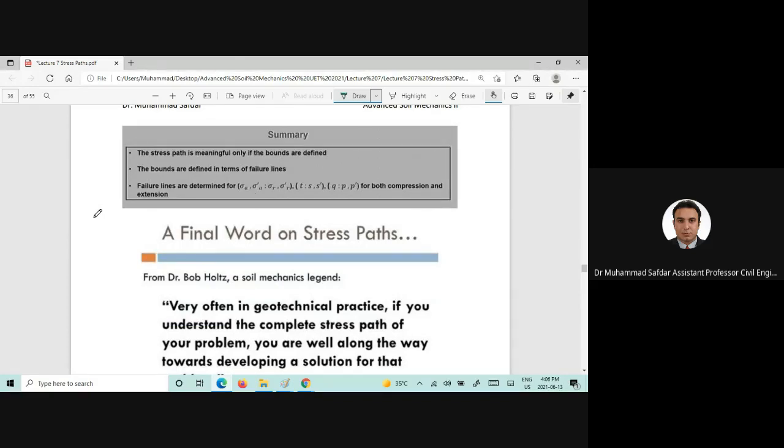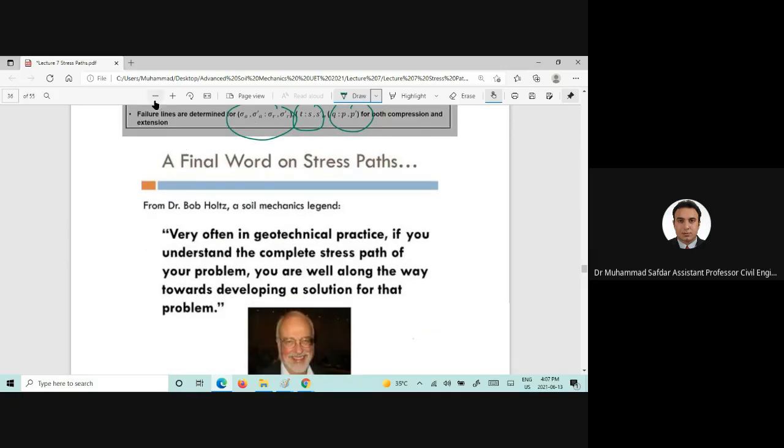The stress path is meaningful only if the bounds are defined. We know how we can draw the stress path, but the bound is important, and that is what we discussed in the failure line, or the modified failure line, and we might call that a critical state line when we compare that with the volumetric changes. So the bounds are defined in terms of the failure lines, and failure lines are determined by these parameters, which depend upon the different definition of the P prime, like the MIT or the Cambridge definition for the P prime.